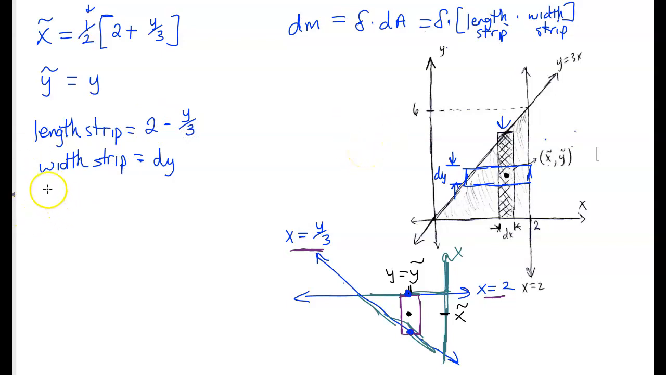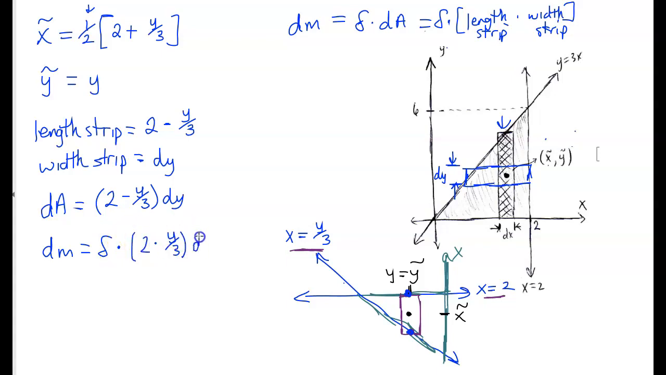And so now that we have that, we know that the differential area is just going to be the product of these two, which would just be 2 minus y divided by 3 dy. And thus dm is going to be this delta here times all this business. And so we can use that dm for our moment about the x, moment about the y, and for our system mass. And so that is what we'll use to finish out this problem.